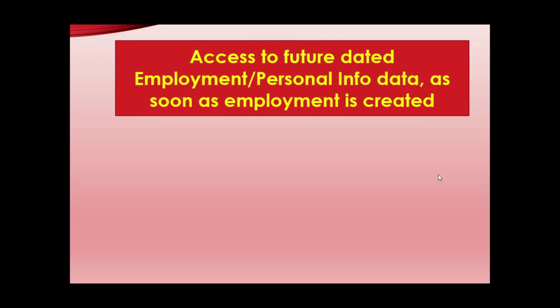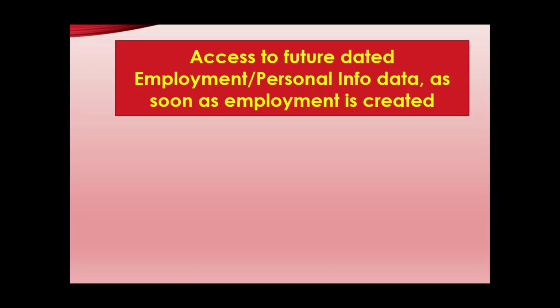Now let's move on to the next change. In the next change, you can see access to future dated employment or personal info data as soon as employment is created. Earlier, suppose one employee is going to be hired on a future date. That employee's target managers, HR managers or matrix managers, whatever managers we have, don't have any access to that employee's employment or personal data.